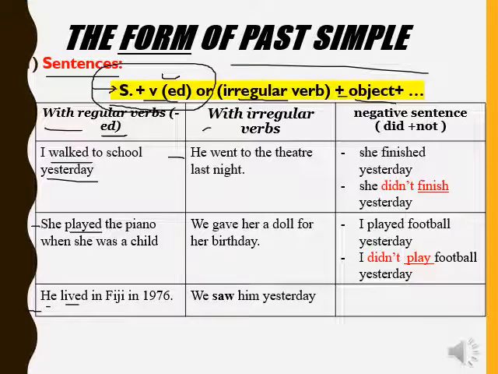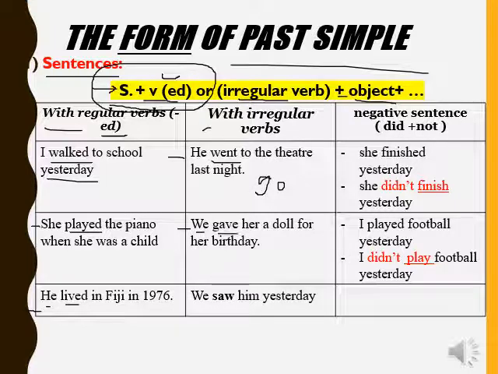For example, he went to the theater last night. He is the subject, went is the verb. Went is a past tense of the verb go. So go is irregular verb. The past is went. The second sentence, we gave her a doll for her birthday.